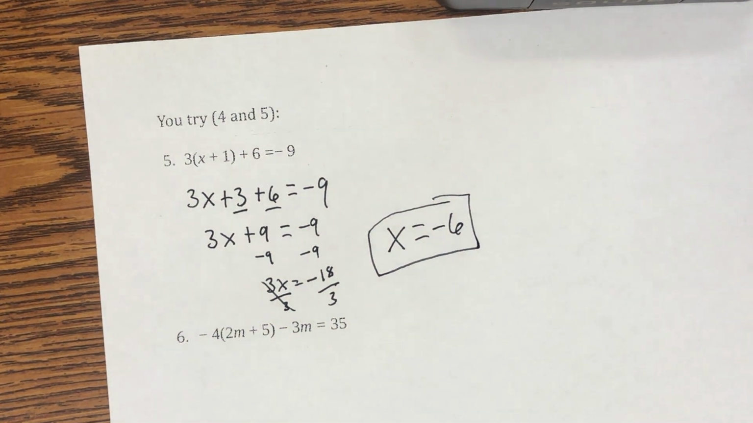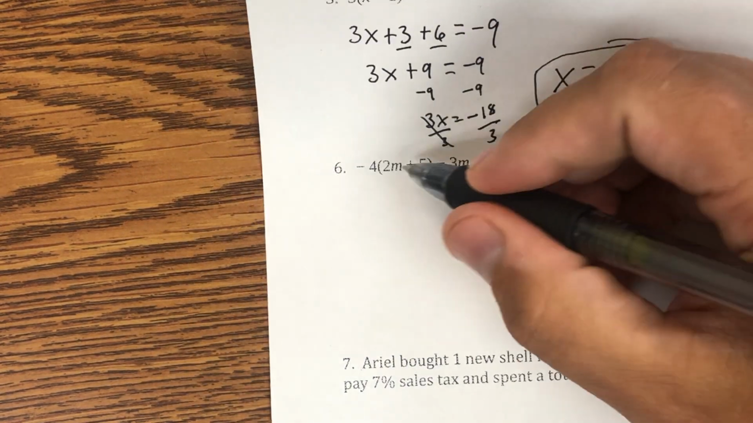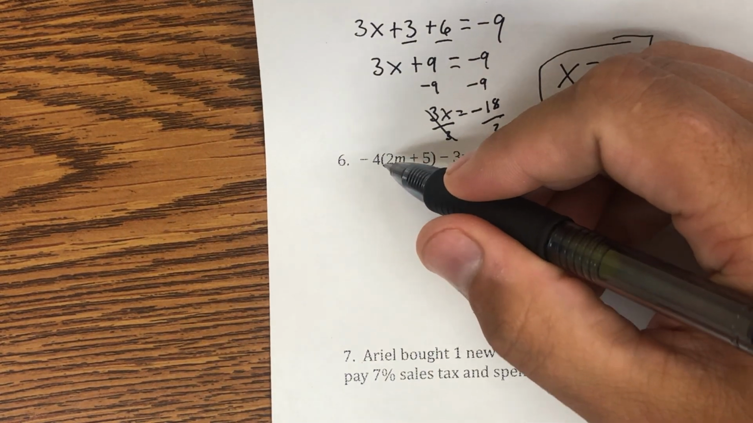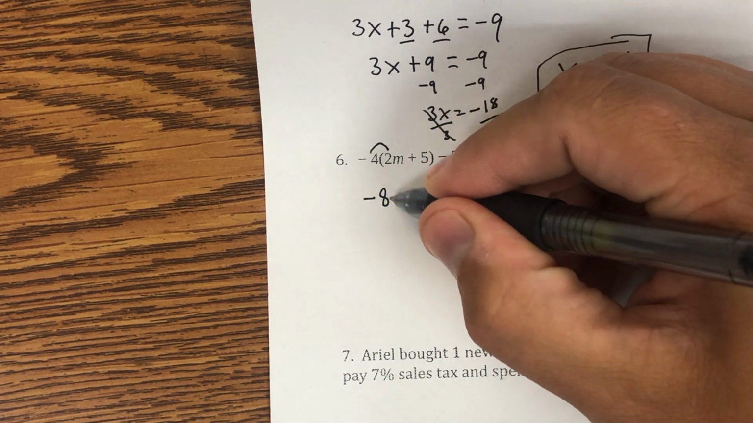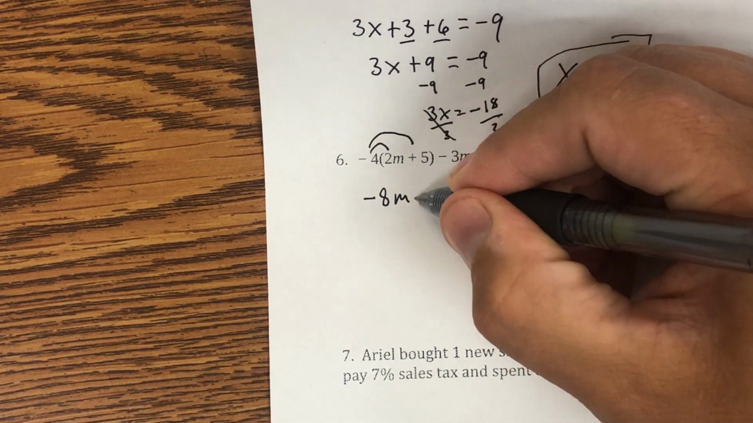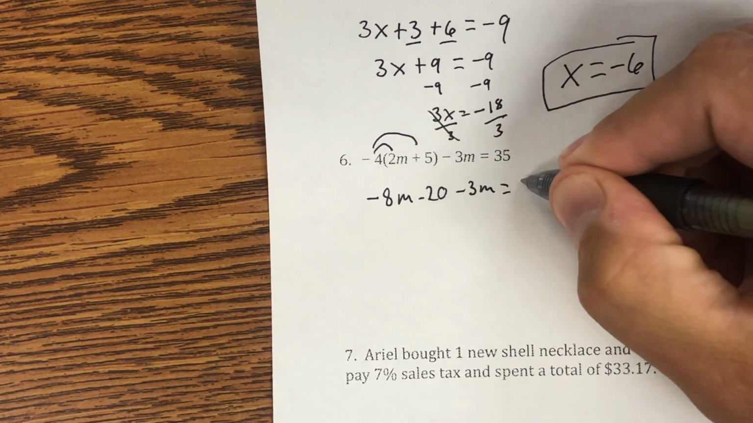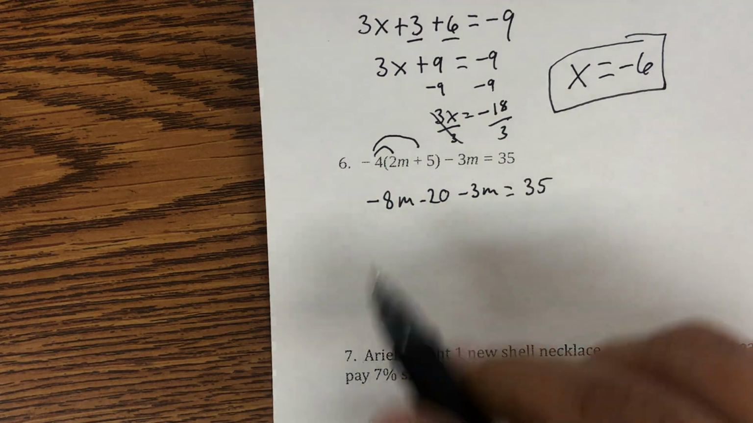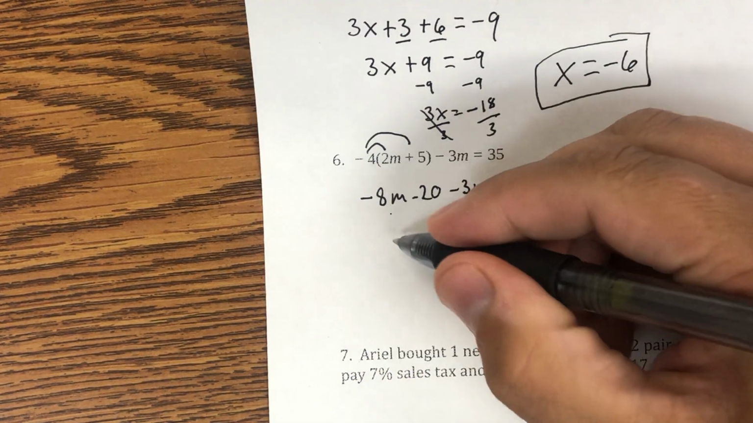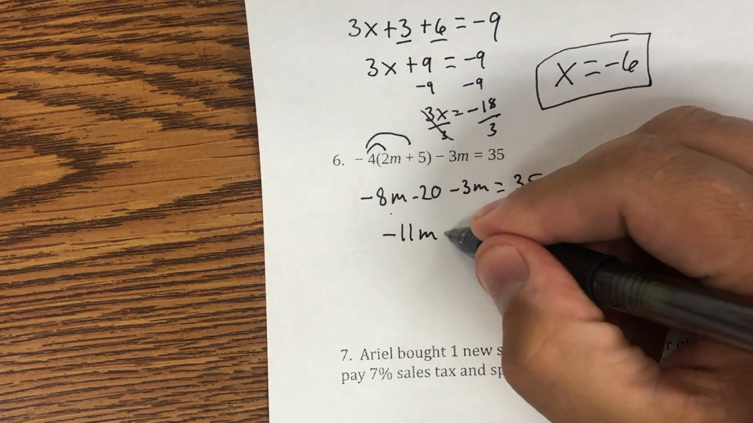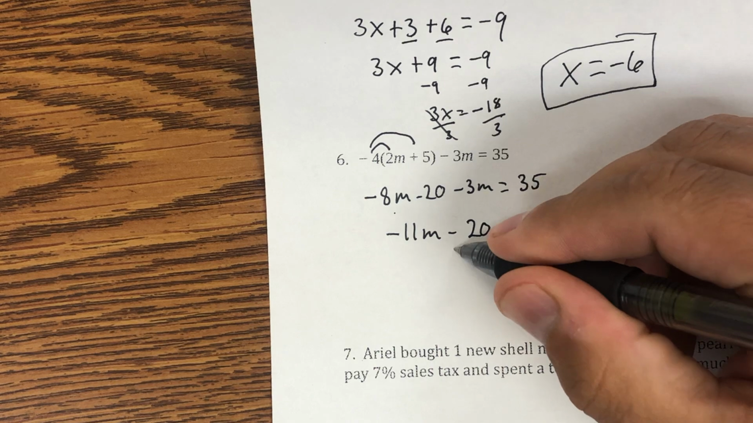All right, last example for the you-tries. Set of parentheses again, so we're going to have to distribute. So I'm going to distribute my negative 4. Negative 4 times 2m is negative 8m. Minus 20 minus 3m equal sign 35. Like terms, combine them, round them up. Negative 8, negative 3 is negative 11m. Minus 20 equals 35. Add our 20.